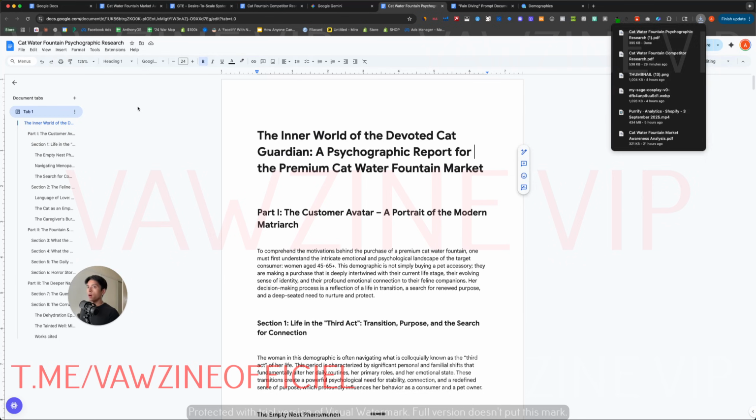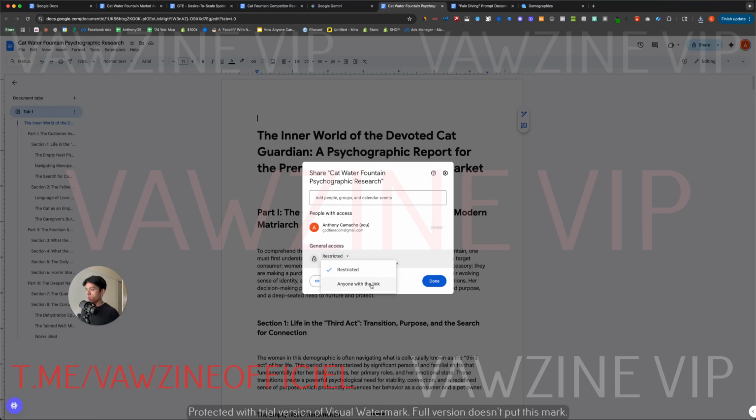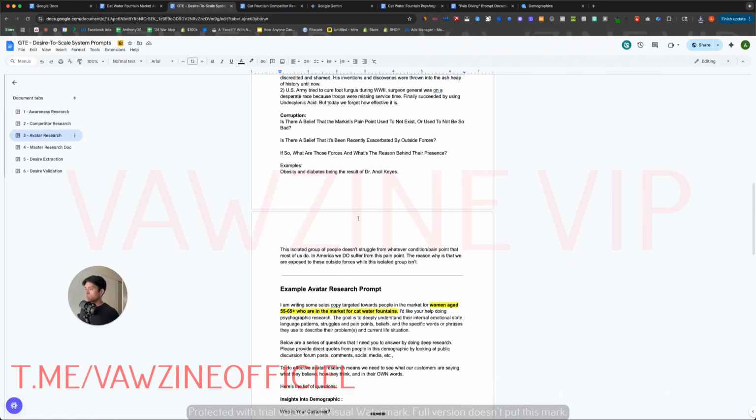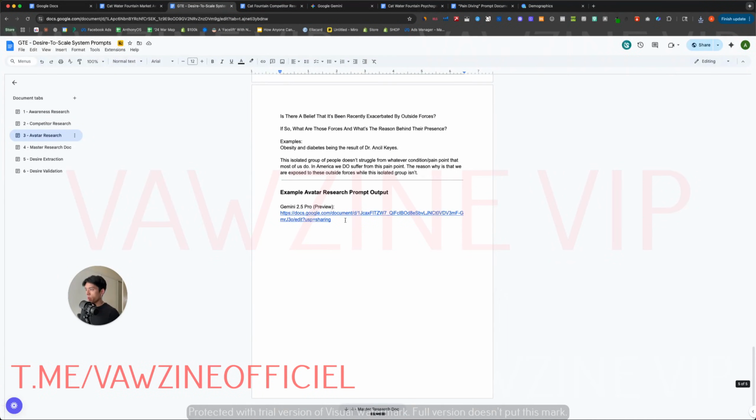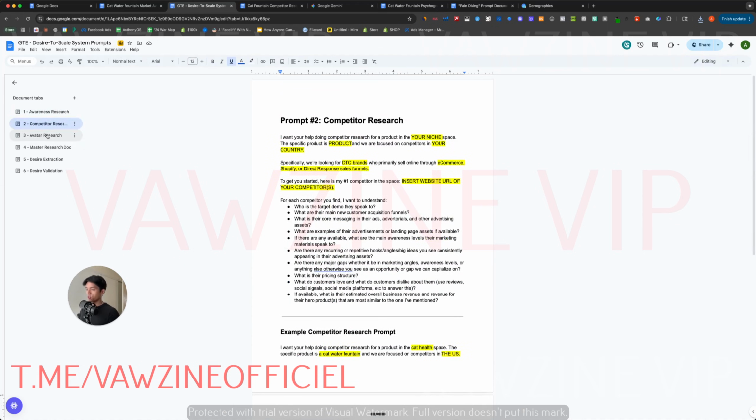Okay. And I'm actually going to share this really quick and add this as an example to our prompt here. Desire to scale system. Okay, let's go ahead and replace this. Okay, cool. So here's the example doc, and we have that here. And so now you should have the awareness research document completed. You should have the competitor research document completed.